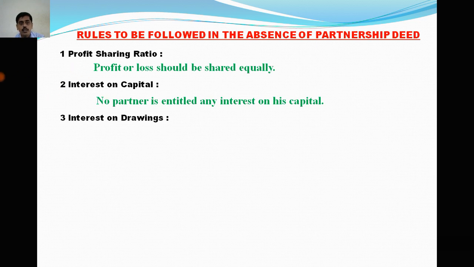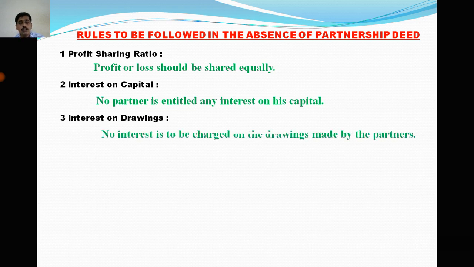Again the same: if the partnership deed allows interest on drawings, it is to be charged at the rate mentioned in the partnership deed. If the partnership deed is silent, no interest is to be charged on the drawings made by the partners. Remember, when the partnership deed is silent, no interest is to be charged on the drawings made by partners.